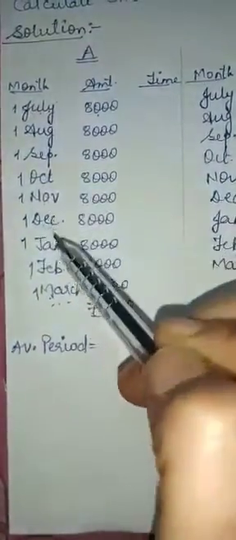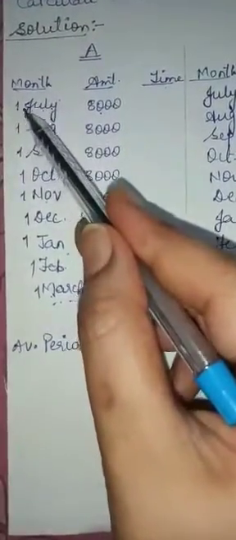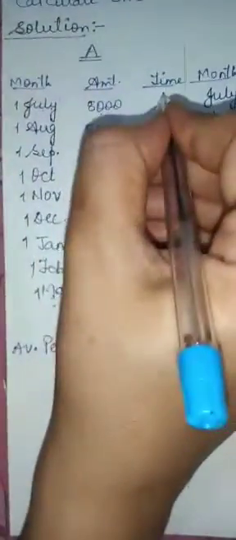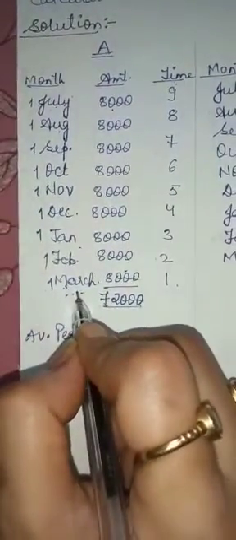Now let us calculate the time period for which he has kept the money. If he has withdrawn on 1st July, that means July would also be included. July, August, September, October, November, December, January, February, March: 1, 2, 3, 4, 5, 6, 7, 8, 9. Total for 9 months he has kept the money which he withdrew on 1st July. On 1st August, obviously it is 8. Then 7, 6, 5, 4, 3, 2, 1. So the amount withdrawn on 1st March is kept for 1 month.